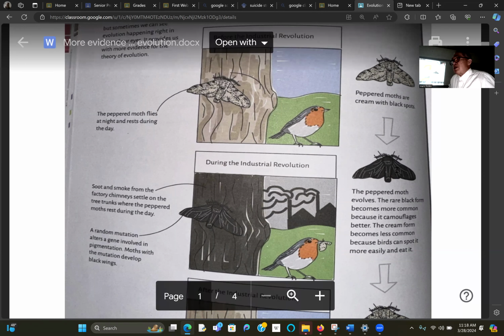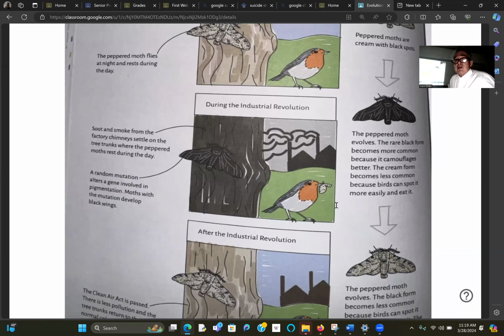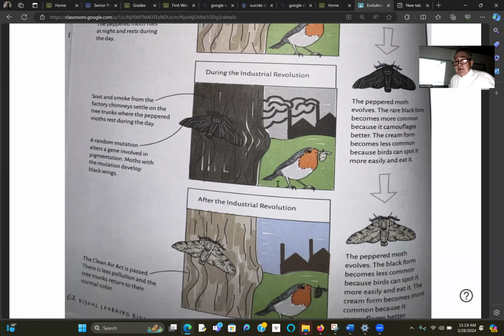Well, then what happened was the peppered moths were getting eaten and the black moths weren't. And that's because the birds couldn't see the black moths as well. You see in the bird's mouth there's a peppered moth. And as a result of that, almost all of the moths became a black color.